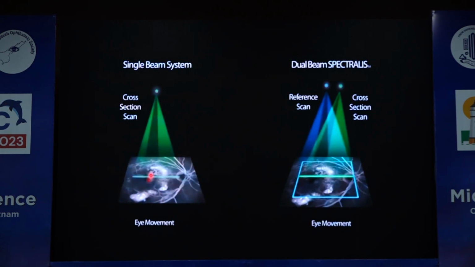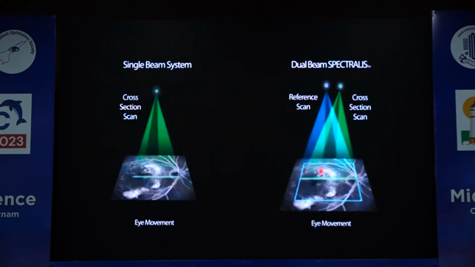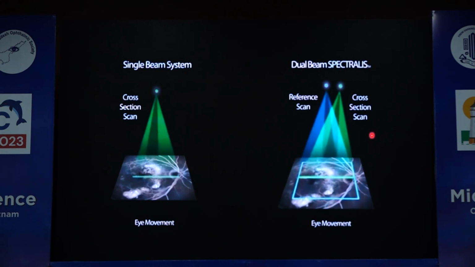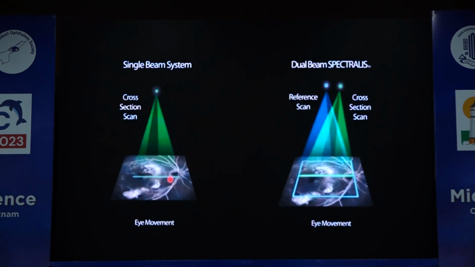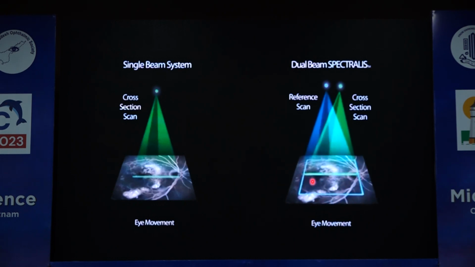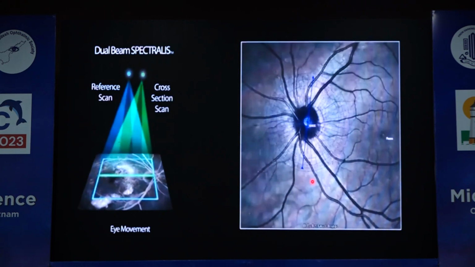You see this patient moving his eyes here. Whereas here, if he is moving, since there is a dual beam in Spectralis, it never loses track of the tissue. Every time, see this side, a single beam will lose focus on the section of the tissue that it wants to examine, whereas a dual beam, even if there is micro movement, won't lose focus. It is like a GPS, same piece of tissue, even when there is a slight head tilt.